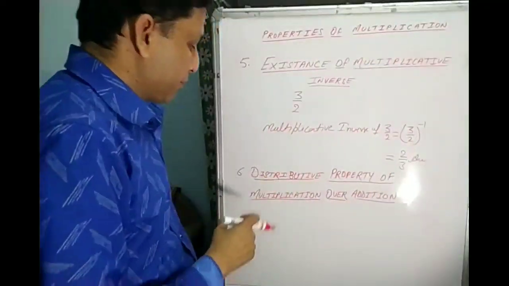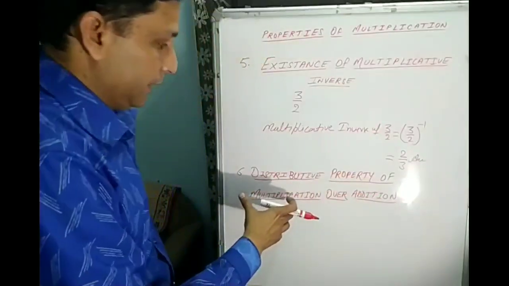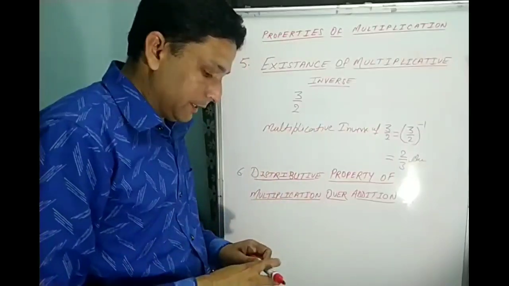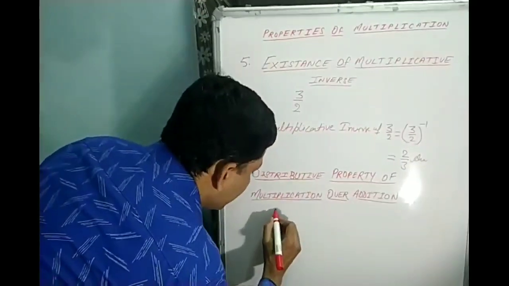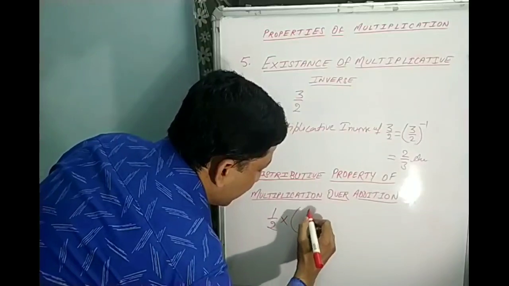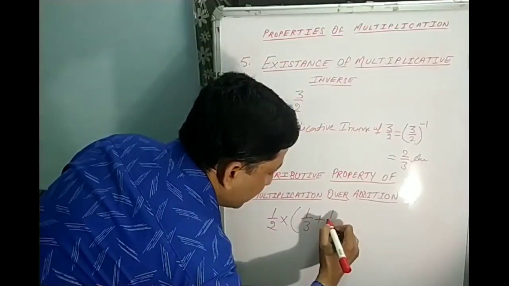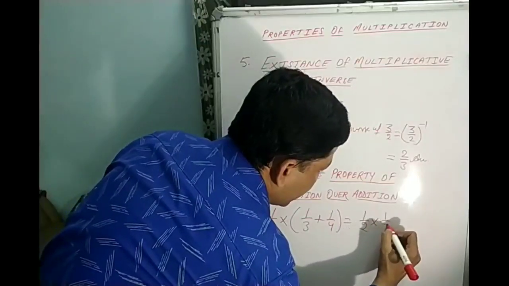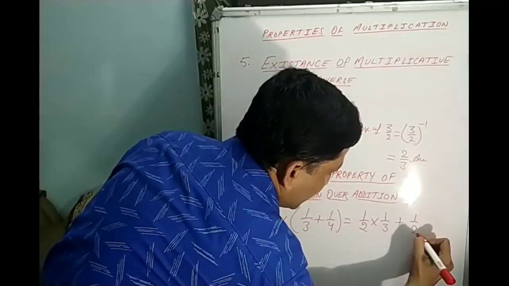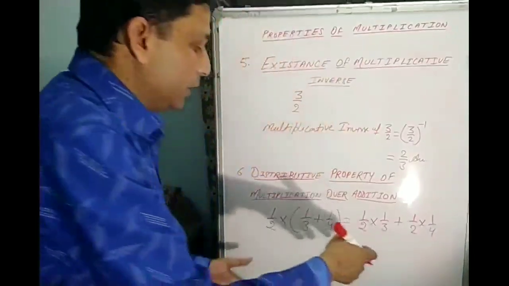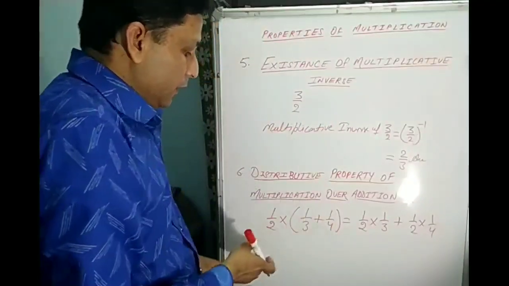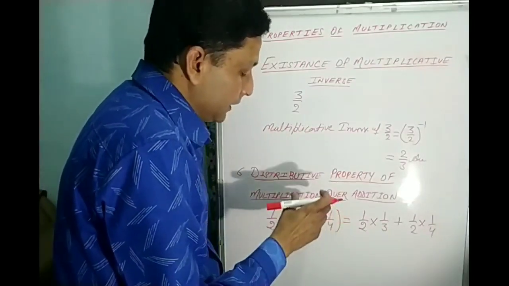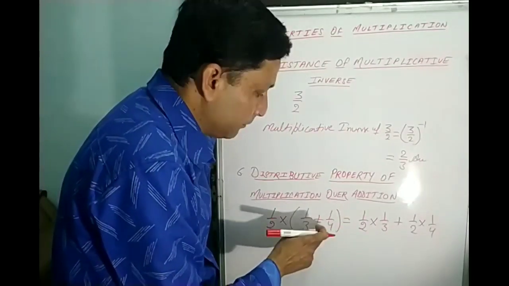Now sixth property, distributive property of multiplication over addition. For understanding this property, let's take an example. 1 upon 2 multiply by the sum of 1 upon 3 plus 1 upon 4 is equal to 1 upon 2 into 1 upon 3 plus 1 upon 2 into 1 upon 4. Here you can see there are three rational numbers. First rational number is multiplying with the sum of two rational numbers which is given in the bracket, that is 1 upon 3 plus 1 upon 4.